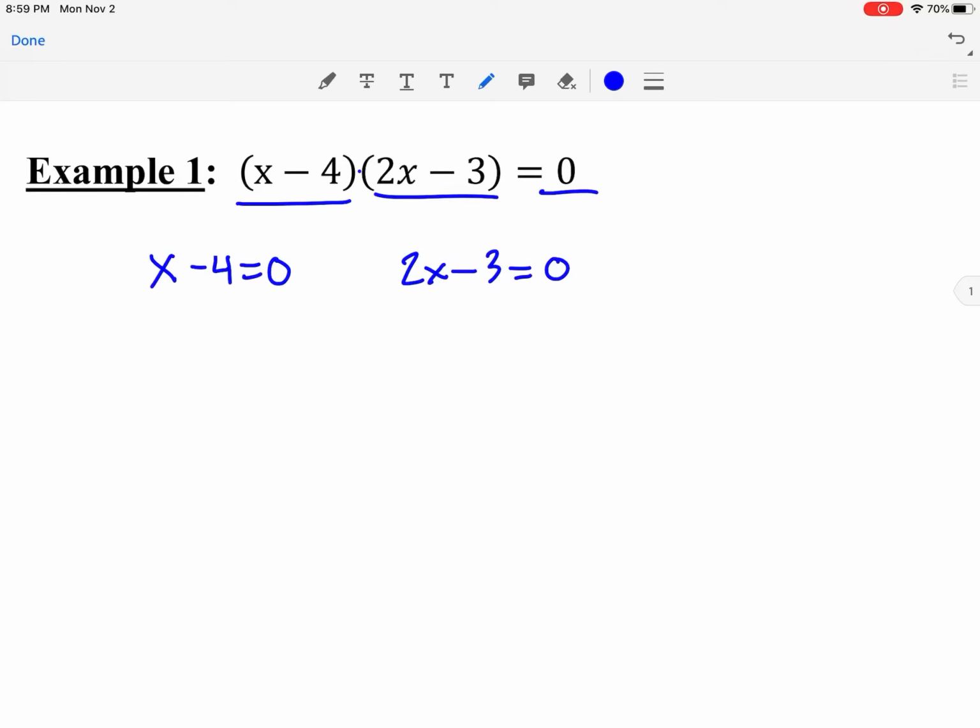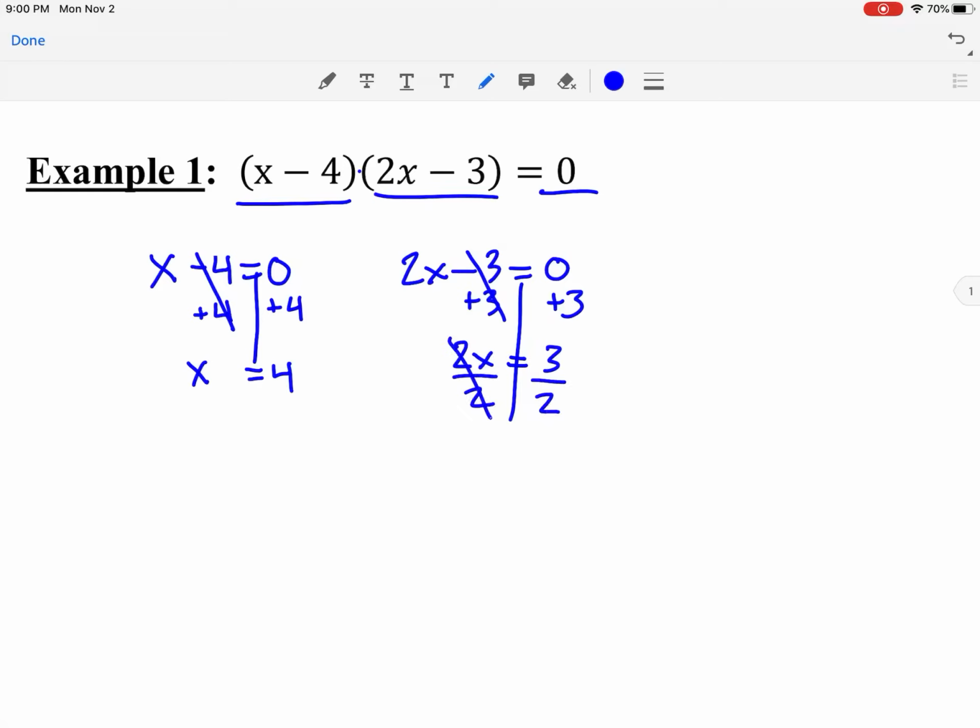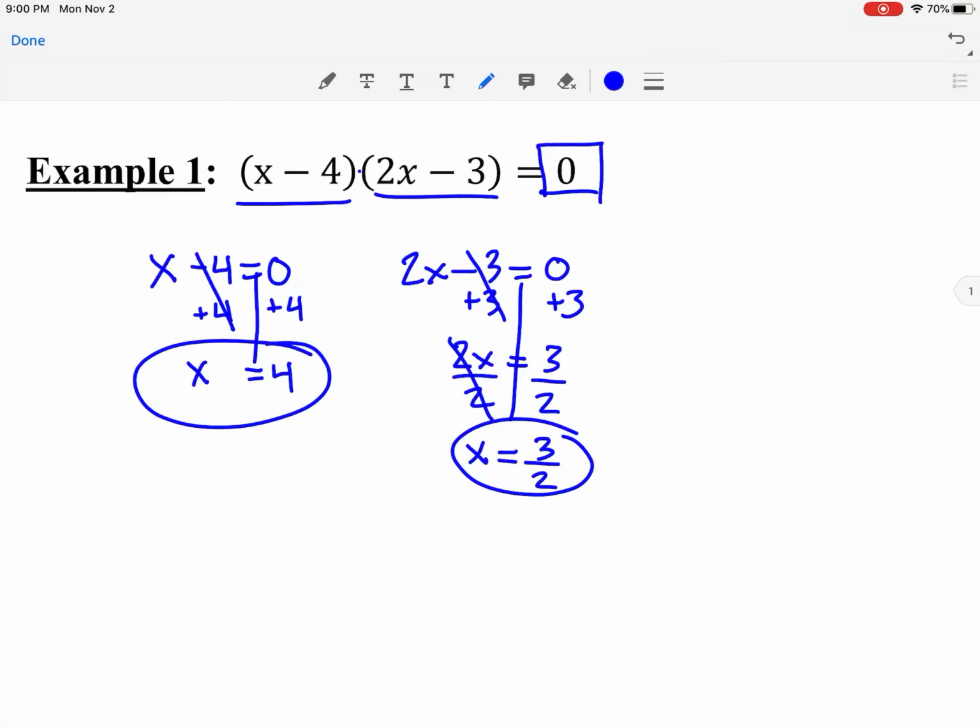So all we have to do is separate that into two different equations, solve each one. So on this one, I would just have to add 4 to each side of my equal sign. That goes to 0, and I get x equals 4. On this one, I have to add 3 to both sides of my equal sign. That goes to 0, and I have 2x equals 3. So to get rid of the 2, I have to divide, so that goes to 1, and I get x equals 3 halves. And those are my two answers. So, important part, it has to be equal to 0 first, and then we can just split up those factors into two different equations and solve that for our answers.